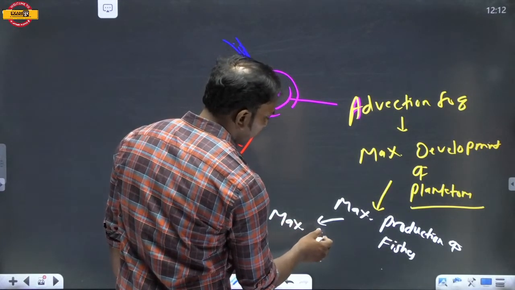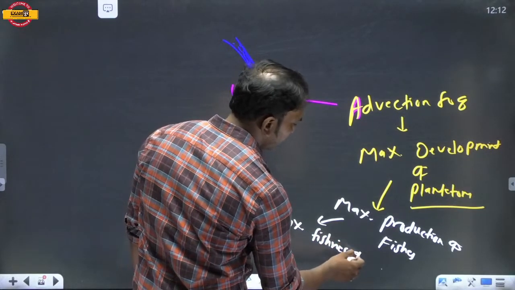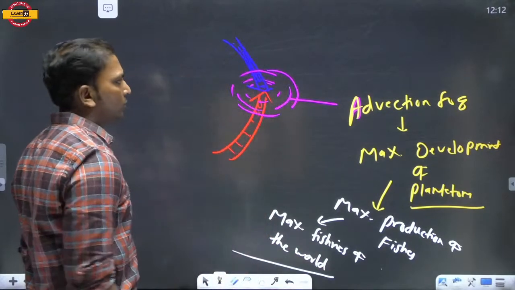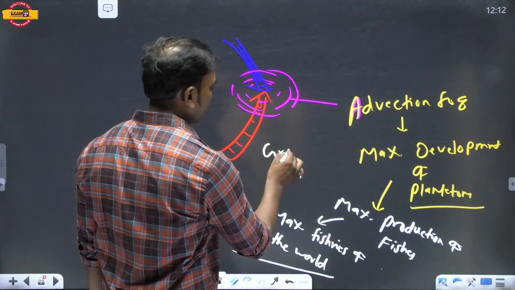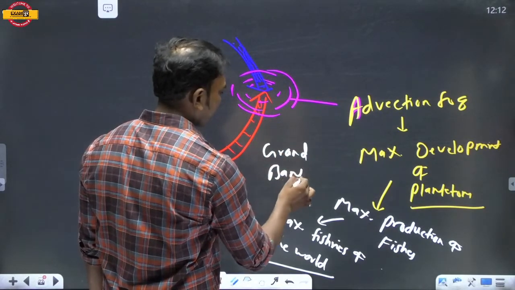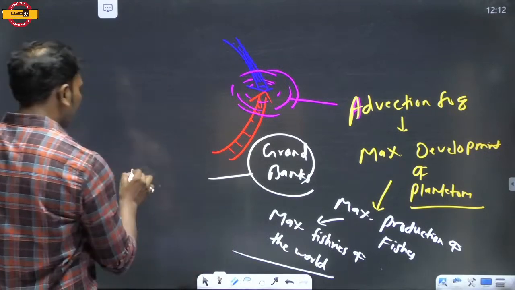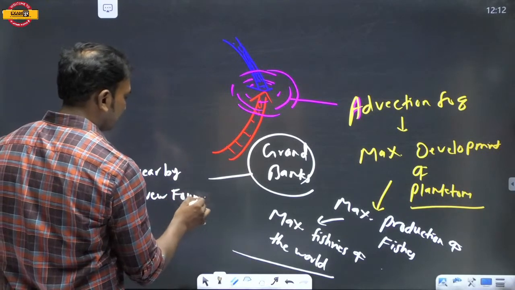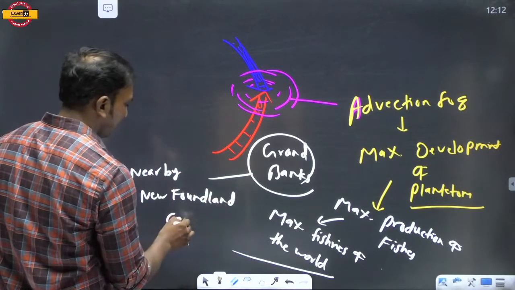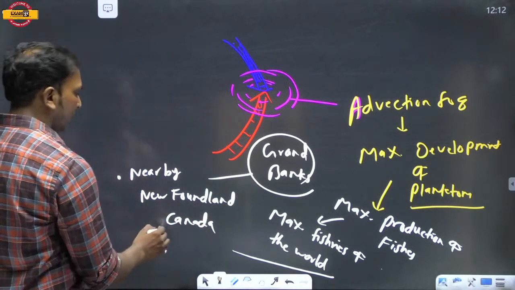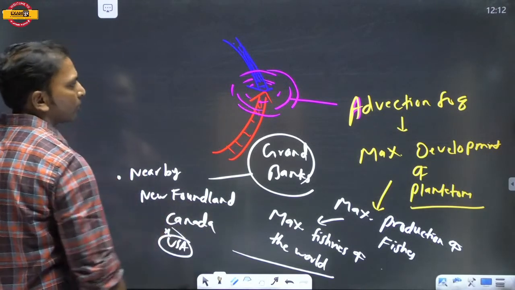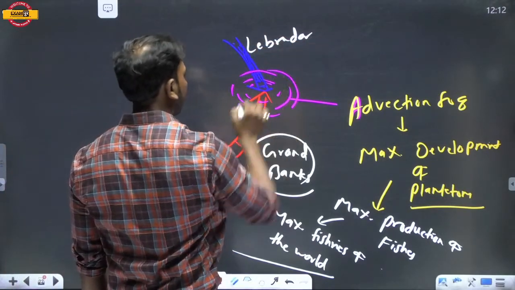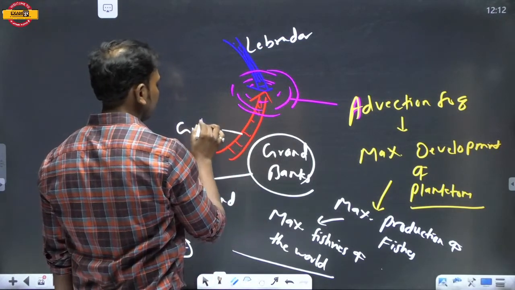This is the zone where the maximum fisheries of the world are. So this zone is Grand Banks, nearby Newfoundland, Canada and USA. Here it is the Labrador current, and this side is the Gulf Stream.